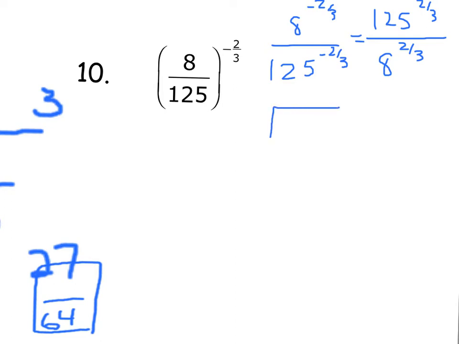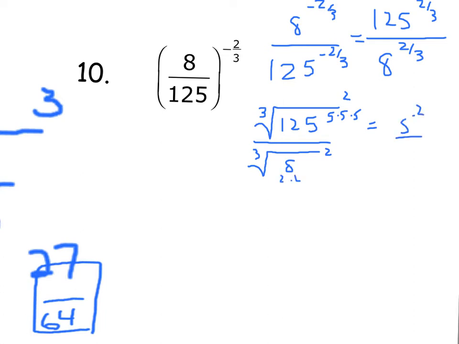So we're going to do the cube root of 125, and then we're going to square it. And then we're going to do the cube root of 8, and we're going to square that. Since 125 is 5 times 5 times 5, the cube root is 5. It's going to get squared. Since 8 is 2 times 2 times 2, the cube root is going to be 2, and we're going to square that. And then the answer will be 25/4.